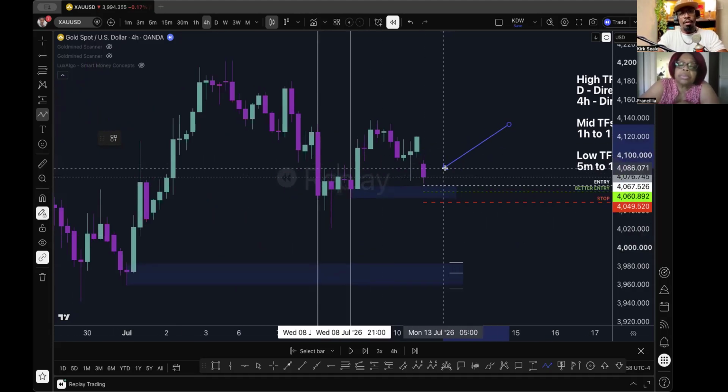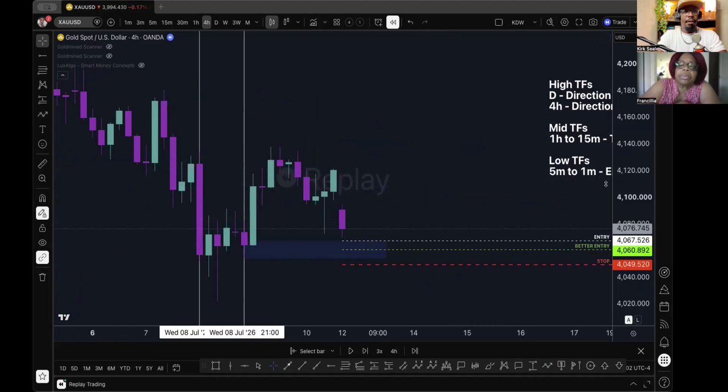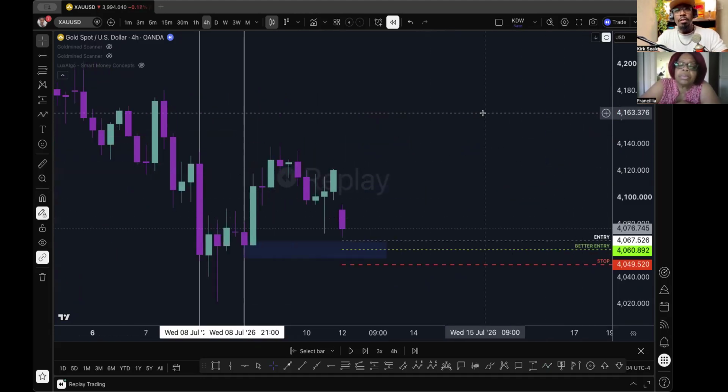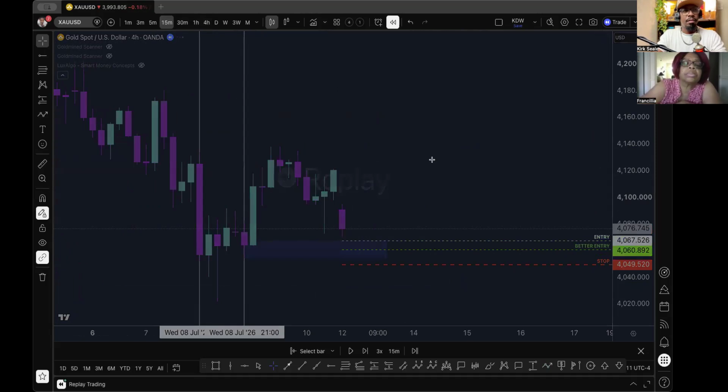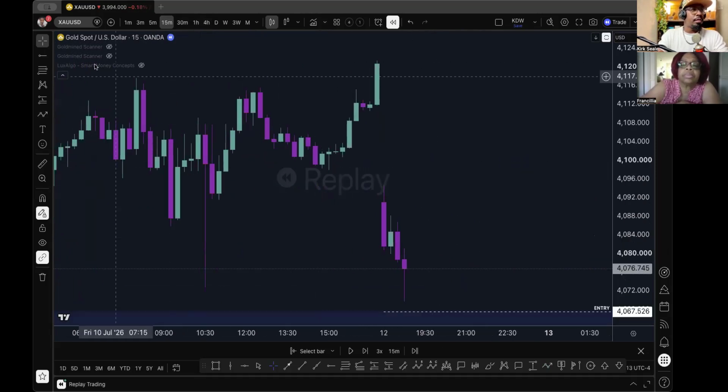So when all of this occurred, we got a signal on the scanner telling us that we have a potential sell on the 15 minute. Let's see.